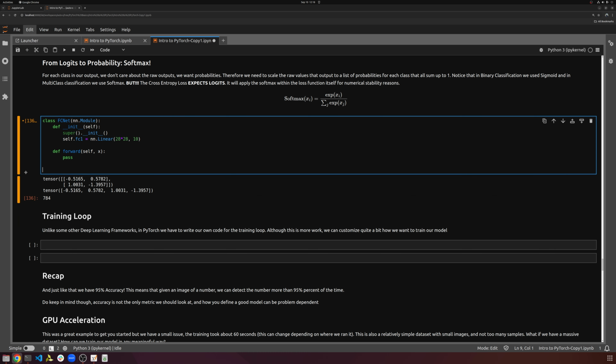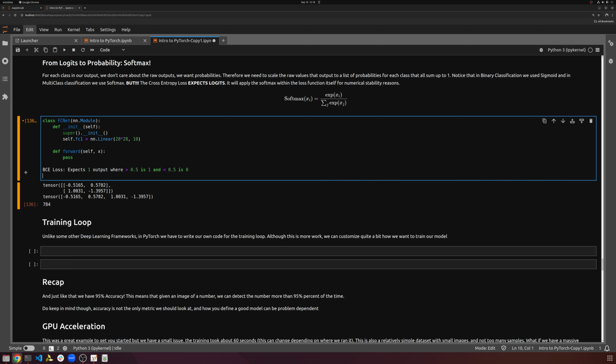This is the important thing to keep in mind. BCE loss, binary cross entropy, expects one output where greater than 0.5 is 1, and less than 0.5 is 0. Those are my class labels. Cross entropy loss expects two outputs, where the first output is the probability of 1, and the second output is the probability of 0, or vice versa, it doesn't matter.